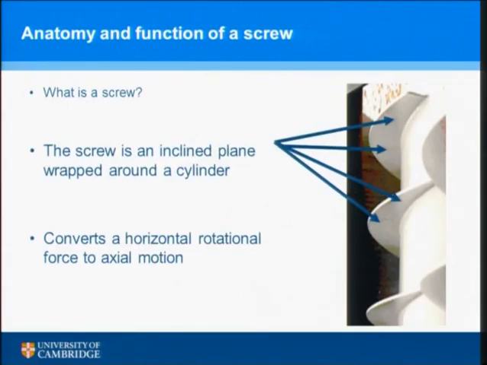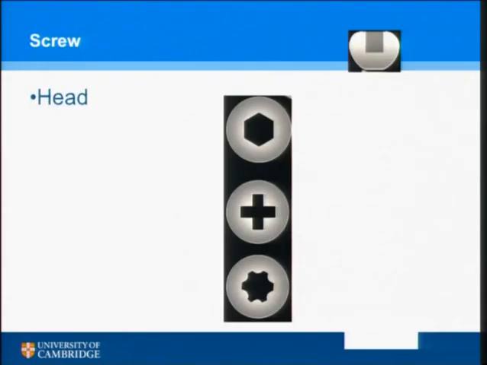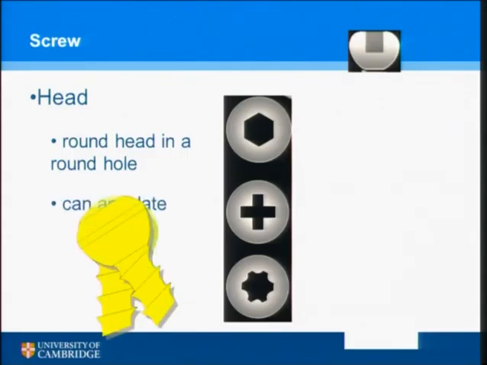The screw is an inclined plane wrapped around a cylinder, if you have to describe it. And as you correctly mentioned, it converts a horizontal rotational force into axial motion. So when you turn it, it's actually moving in that direction. So correct. And then the parts of a screw. Let's look at the head. So you've got the head and you've got different parts or different things in the head. You've got a round head in a round hole, and that allows us angulatory motion, so the screw can angulate.